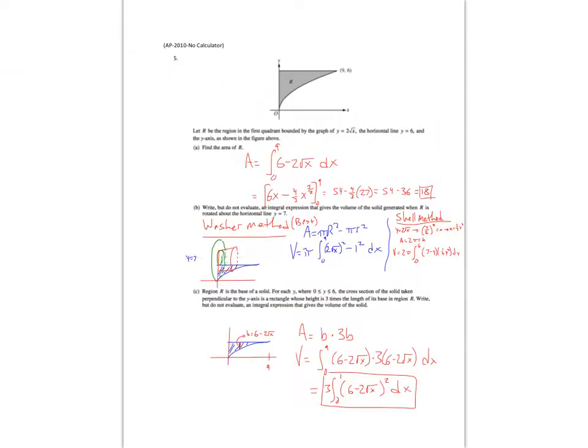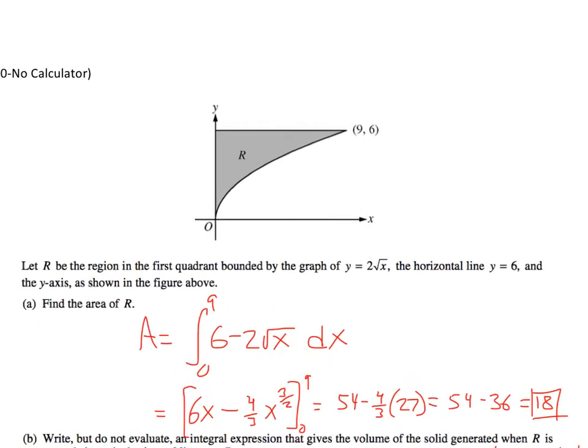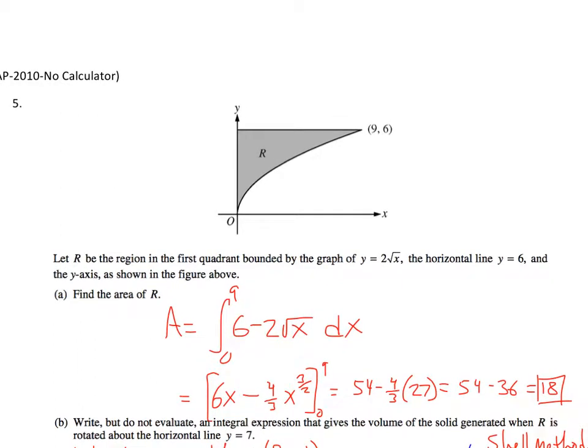Here's an AP test question. This would be a no calculator question. The reason it's no calculator is because we're not actually going to evaluate this, just seeing if we understand the concept. So we've got our area given to us here. We've got our functions given to us, 2 square root of x and y equals 6. That bounds this. To find the area, let's do 6 minus the function.